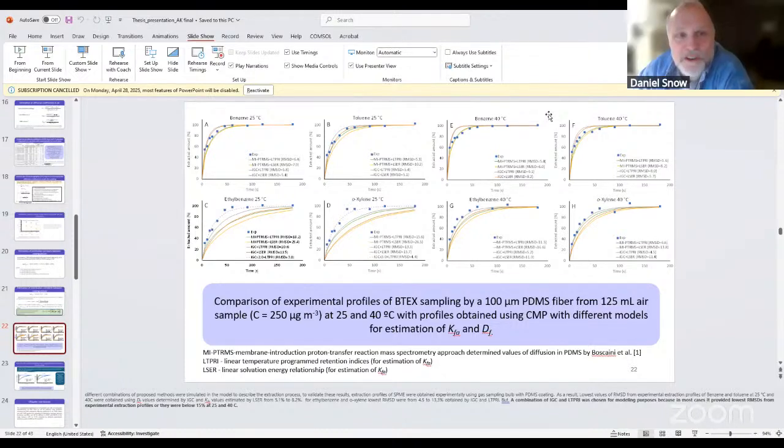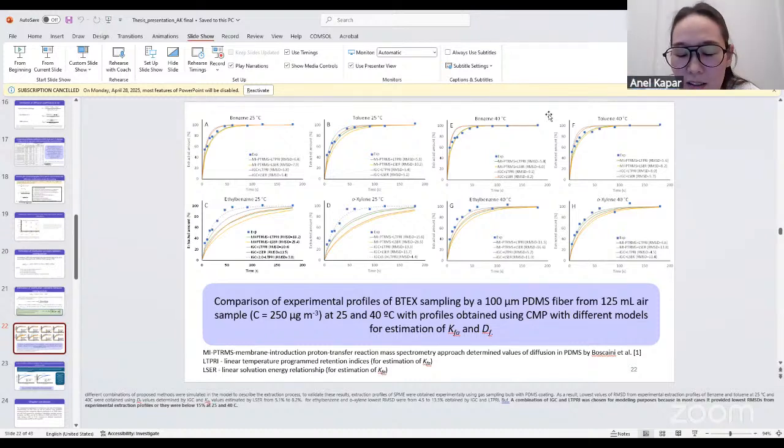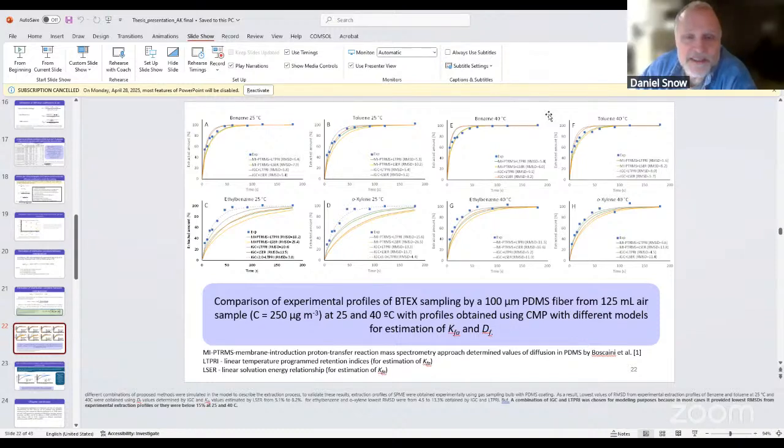Would it help if you're extracting something that's very volatile? For example, vinyl chloride has a very low boiling point. So would it really help the extraction efficiency for something that's very volatile? I didn't hear what type of analytes. Like vinyl chloride, which is extremely volatile. Would it really help the extraction efficiency or kinetics?